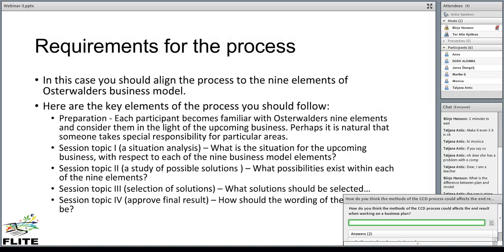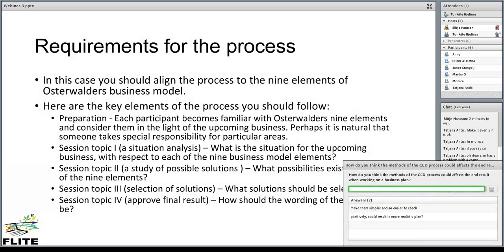So like you see, we are taking it step by step, and we recommend that you work in this way. Use the Osterwalder model as a basis, look at the 9 elements, but go through a process where you look at the situation first regarding the elements, then look at whether there are any other possible solutions, and at the end try to take some decision on what solutions you would like to go for regarding your business model and your business plan.